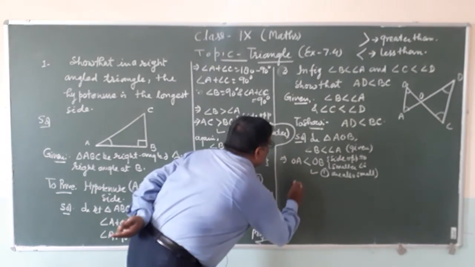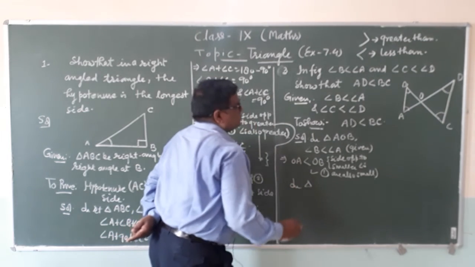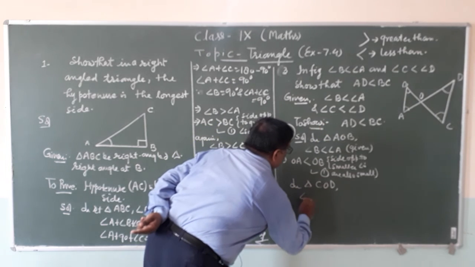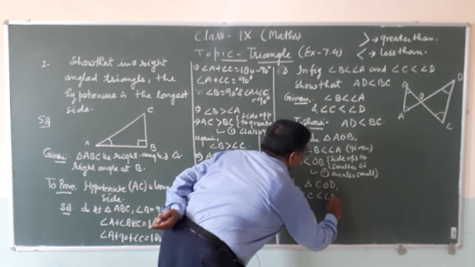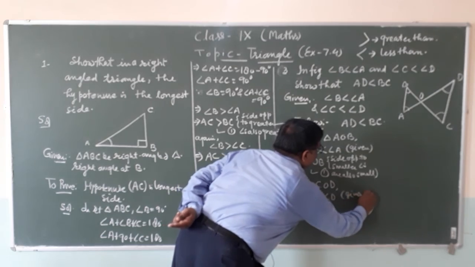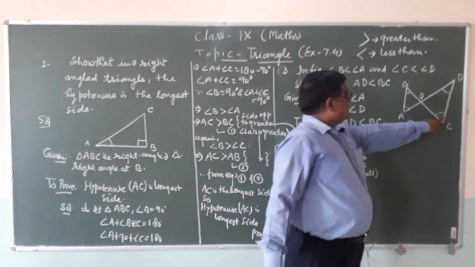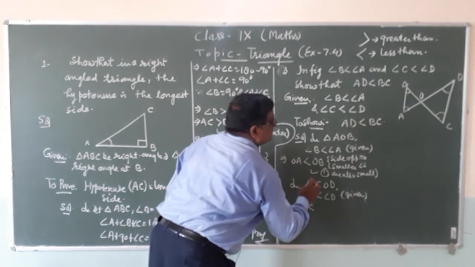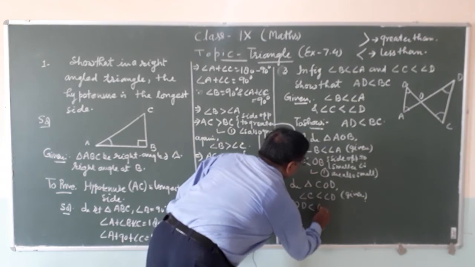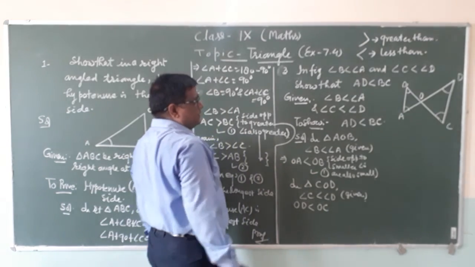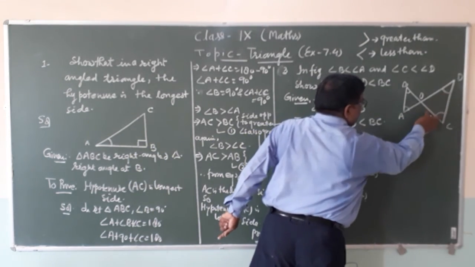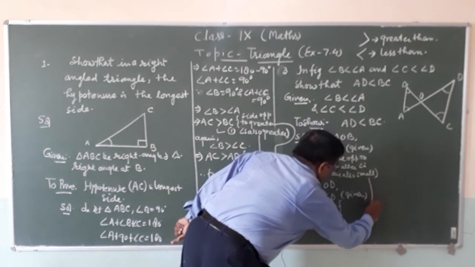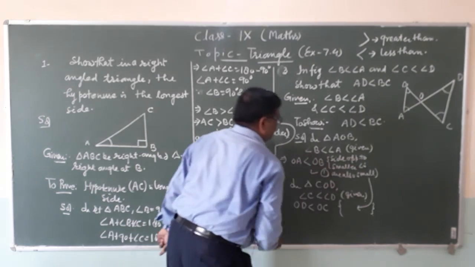Again, in triangle COD, angle C is less than angle D. This is given. Then the opposite side of C, that is OD, is also less than OC, the opposite side of angle D. Our criteria is also used here. This is equation 2.